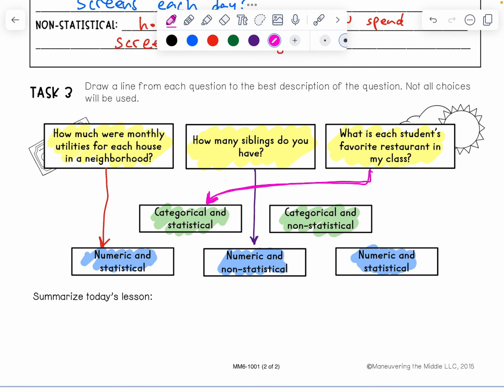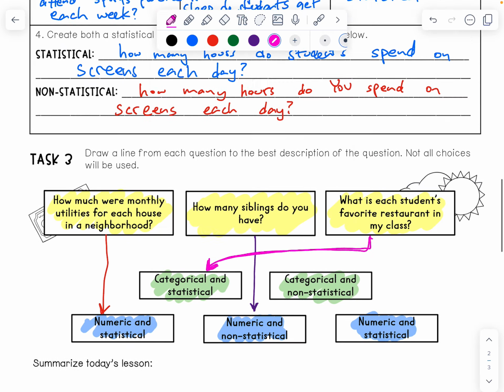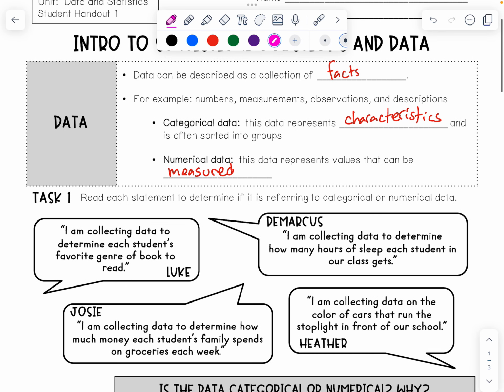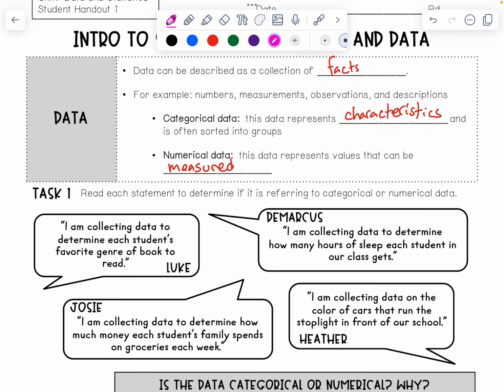So there it is. That's our lesson on statistical questions and data. So go ahead and try to answer some questions on your own. Good luck.